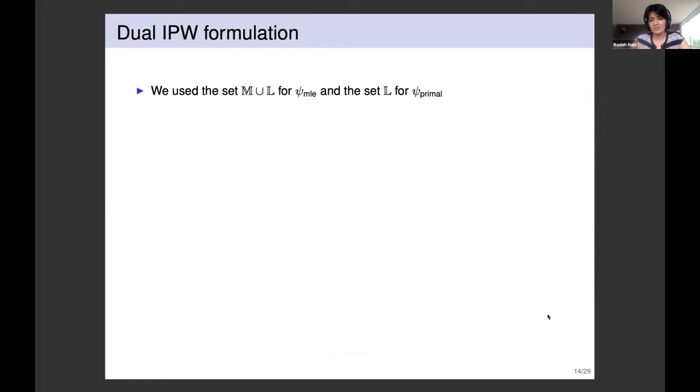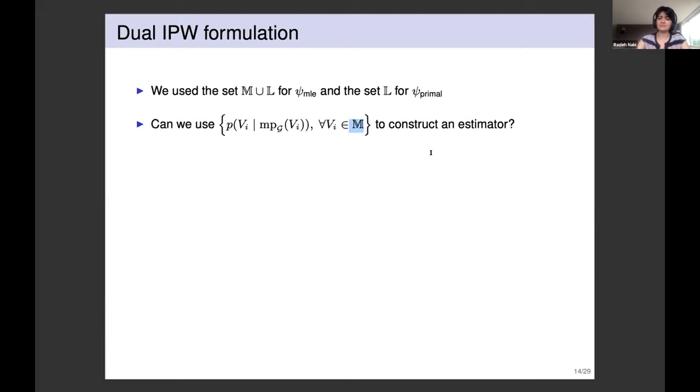So we saw that we can use the set M and L together for the MLE, and we can use the conditional densities in the set L for the primal IPW. Now an interesting question is, can we use these conditional densities for variables that are in the set M to construct an estimator? And again, the answer is yes, we can do that.